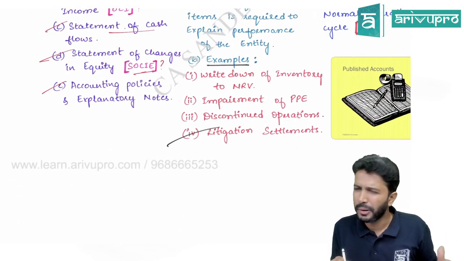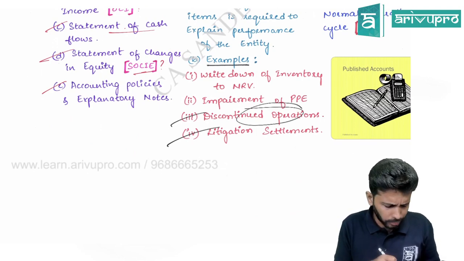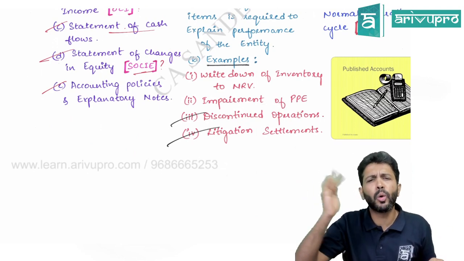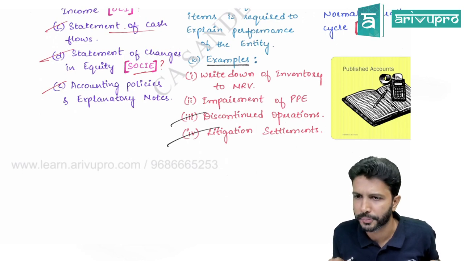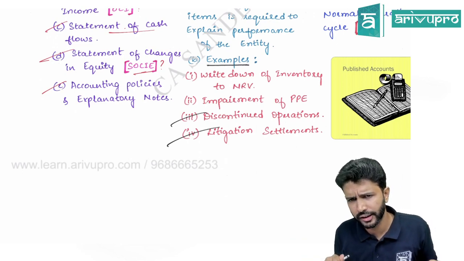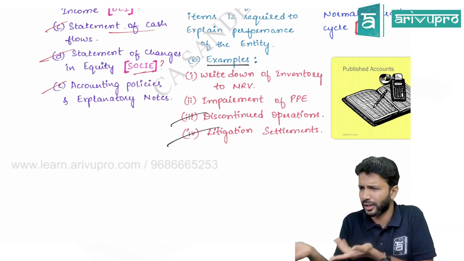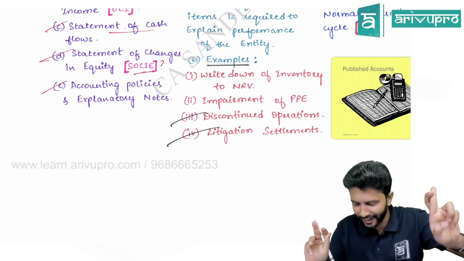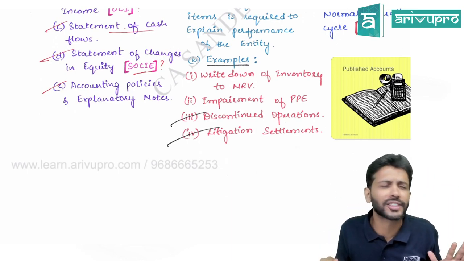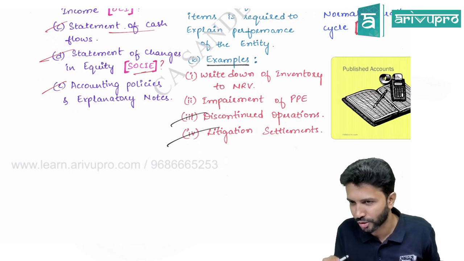Litigation settlement. There could be many things like this, like discontinued operation. Suppose we want to discontinue ACCA coaching. We run many coaching, right? Many things, ACCA, CA, CMA, US, like this. Hypothetically again, suppose we decided we're going to discontinue ACCA coaching, all right?